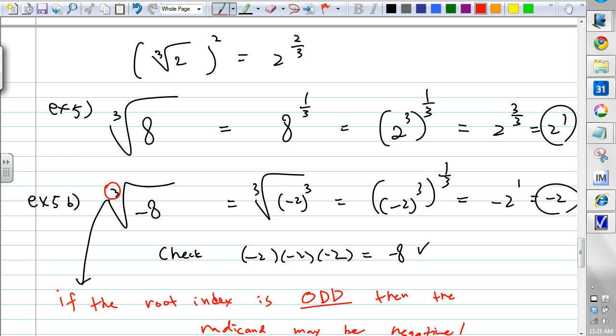If the root index is odd, then the radicand may be negative. It's okay to have the radicand be negative, okay? What if it's even? Can you have the radicand be negative? No solution will be something like if you're solving for something. If you're looking for a solution, you write no solution. Are we looking for solutions here?